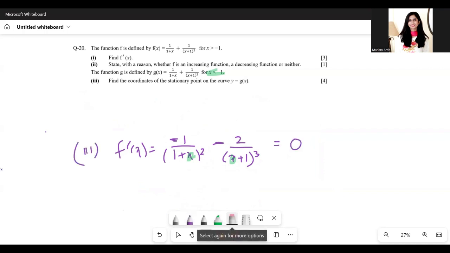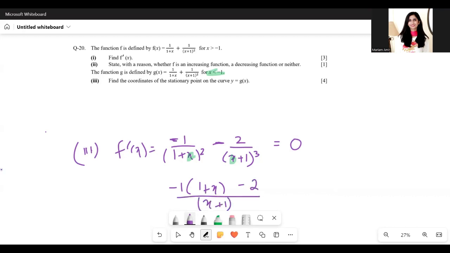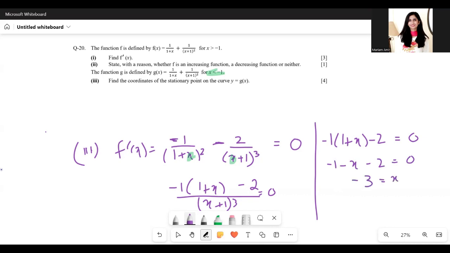Equals 0. I'm going to take the LCM: -1(1+x) - 2 upon (x+1)³ equals 0. We needed to make the denominator the same. Now the denominator gets multiplied with 0 on the other side and gets eliminated. And here we have this, open the bracket, -1 - x - 2 equals 0. x comes over here, -1 - 2 is -3. So x is coming out to be -3.